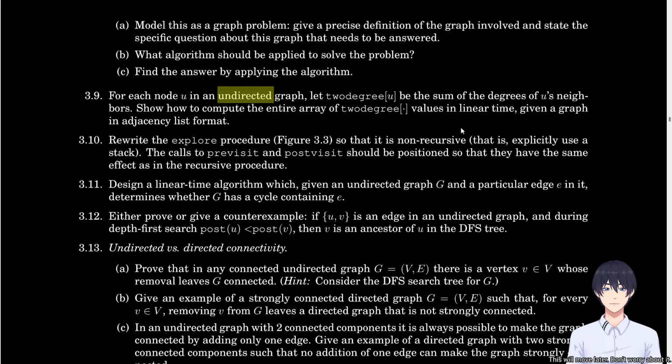In addition to collecting the post, why are you even collecting the post numbers? Just don't. Instead, just return the sum. Why do you say 2 degree? The sum of the degrees of u's neighbors.